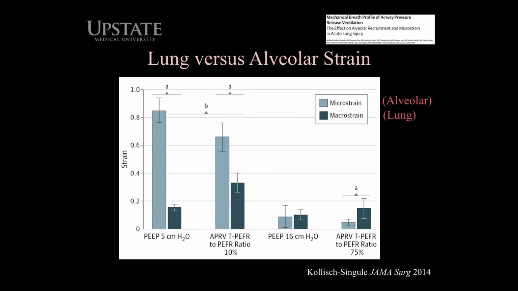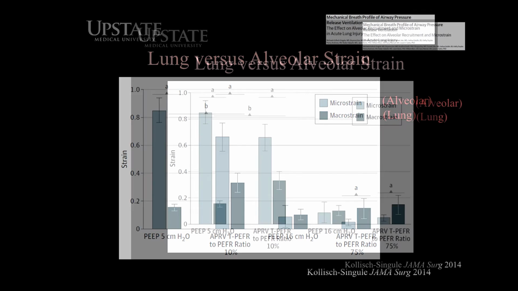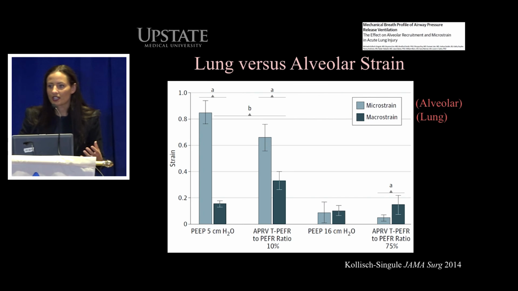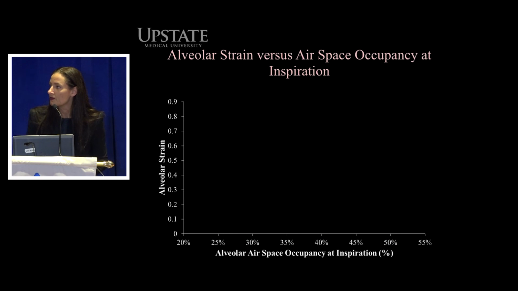If we look at APRV set with a ratio of 10%, we see again that there's a large alveolar microstrain, just like what we saw in the low PEEP groups. And the lung macrostrain is also similarly elevated. So the two do happen to correlate in this scenario as well. But if we look at the APRV set at 75%, we see that the alveolar microstrain is actually lower than any of the others. But the lung macrostrain is actually similar, if not higher than that of the PEEP of 5. And so the two, again, are not necessarily similar. So this is just another example of how when we think about the lung itself, it doesn't necessarily correlate to the microenvironment, what the alveoli and also the alveolar ducts are seeing.